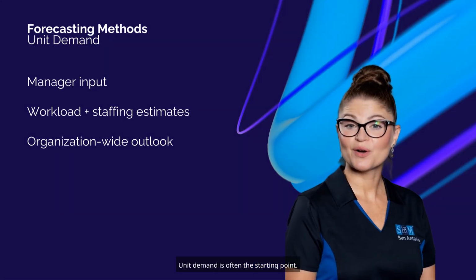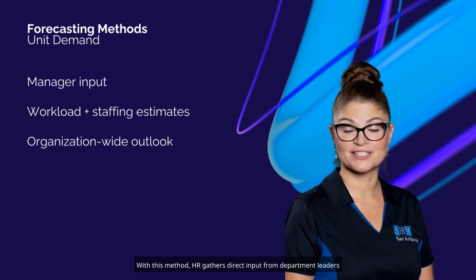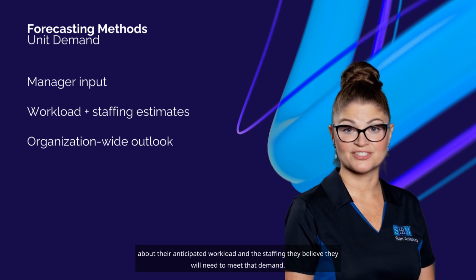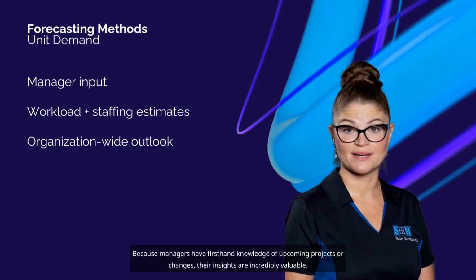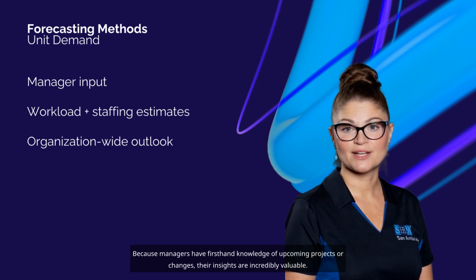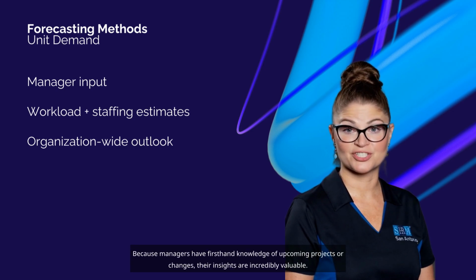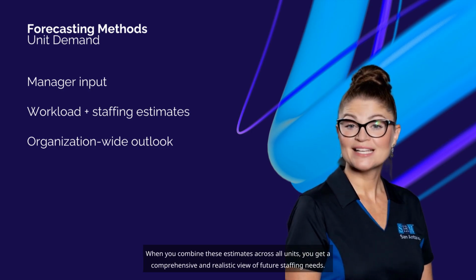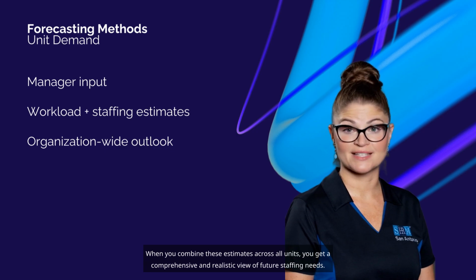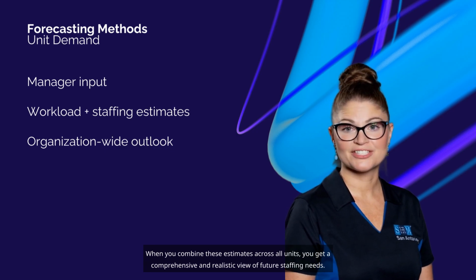Unit demand is often the starting point. With this method, HR gathers direct input from department leaders about their anticipated workload and the staffing they believe they will need to meet that demand. Because managers have first-hand knowledge of upcoming projects or changes, their insights are incredibly valuable. When you combine these estimates across all units, you get a comprehensive and realistic view of future staffing needs.